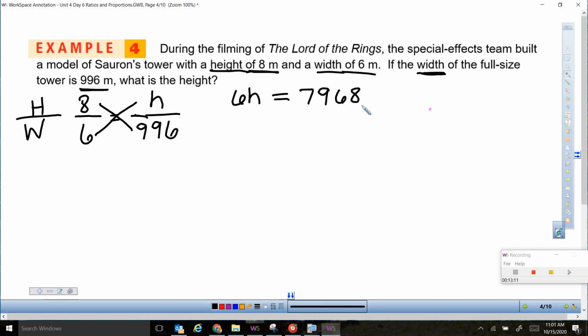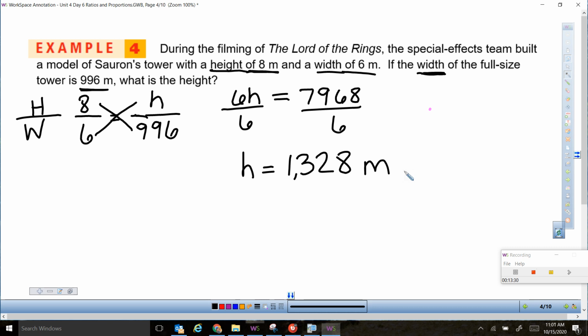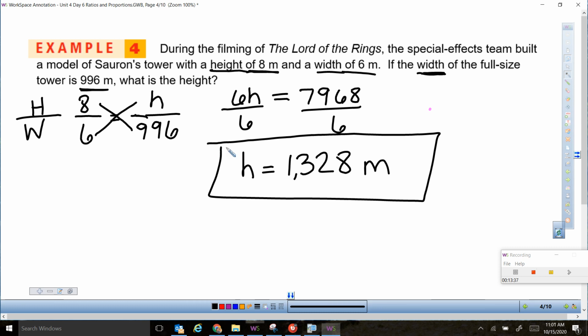7,968. How do I get rid of the 6? Divide both sides by 6. And the height is what? 1,328. Now, with math, we need units. So 1,328 meters. Okay, on the back.